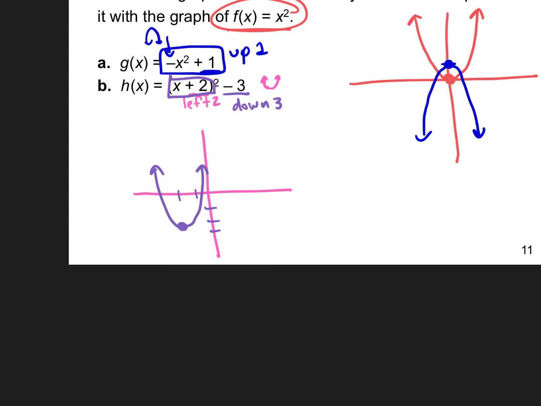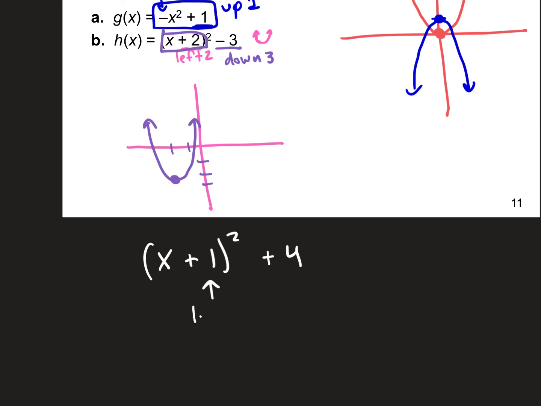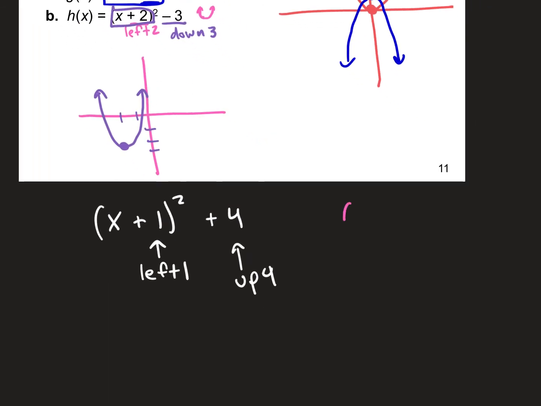So I'll actually do an example down here. If I had x plus 1 squared, I'll say plus 4. This plus 1 means I go in which direction? Left 1. And plus 4 on the outside goes which way? Up 4. And then another example would be if I had x minus 2 squared minus 3. Minus 2 on the inside goes which way? Right. So right 2, and then the minus 3, down 3.